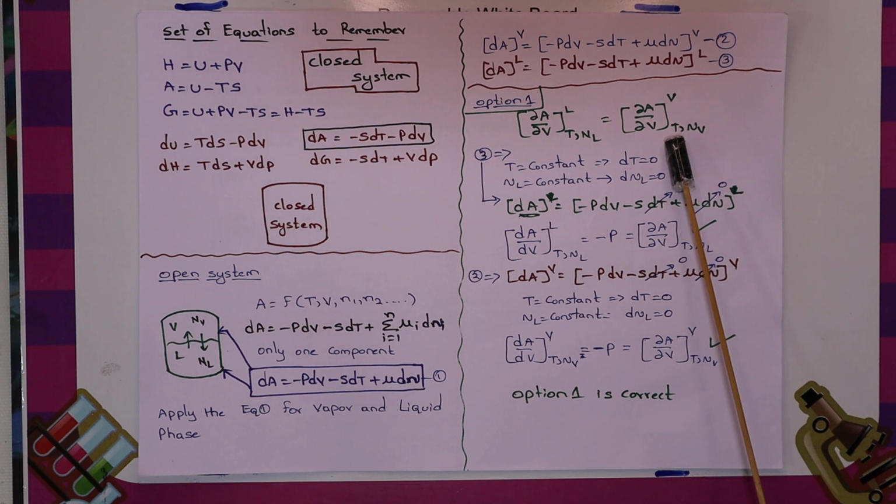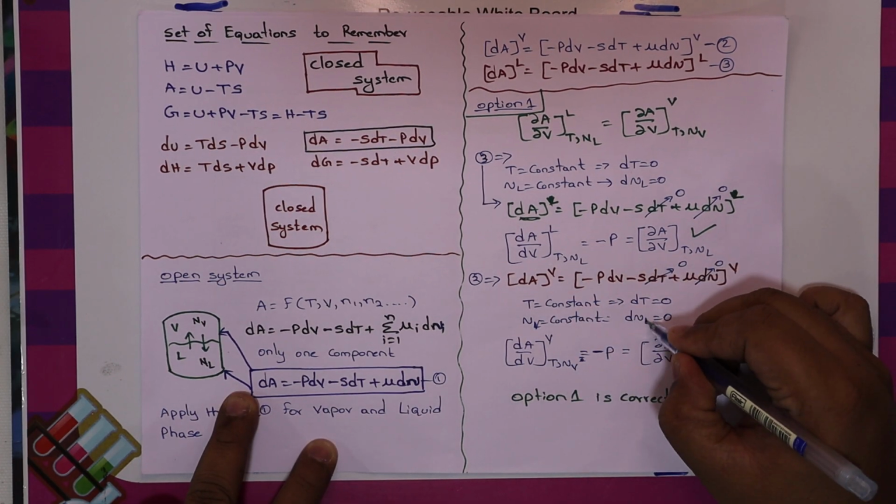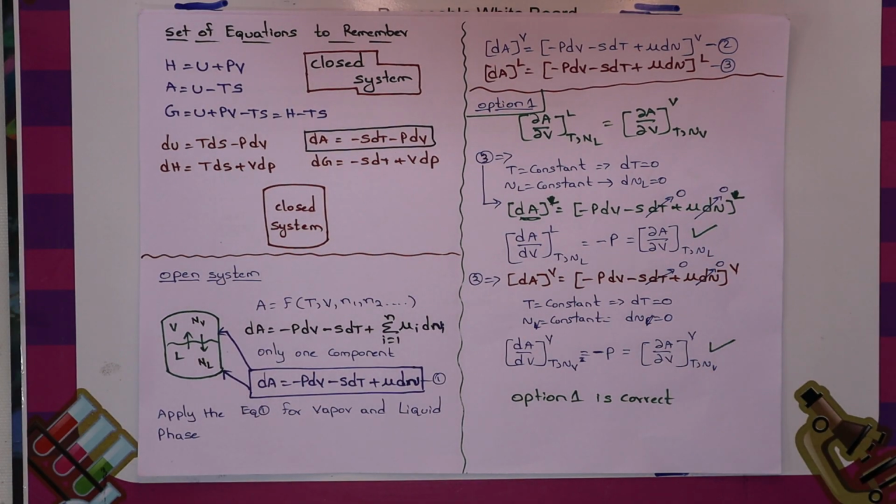Let us evaluate the right-hand side expression. Similarly, dA for the vapor phase equals −P dV − S dT + μ dN for the vapor phase. The right-hand side is evaluated at constant temperature and constant number of moles, so dT equals 0 and, for the vapor phase, dN_V equals 0. Only these two terms remain, so dA/dV at constant temperature T and constant moles of the vapor phase equals −P. You can observe that both expressions lead to the same value, −P. That means option 1 is the correct option.